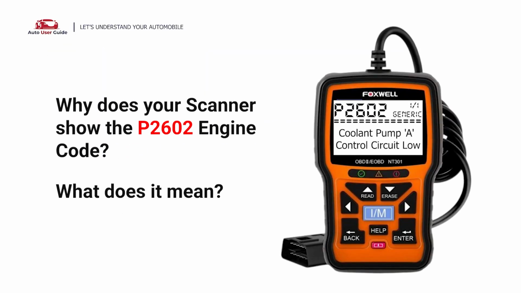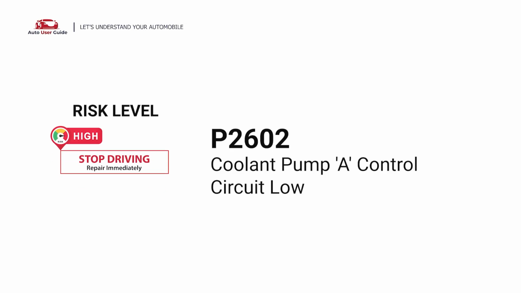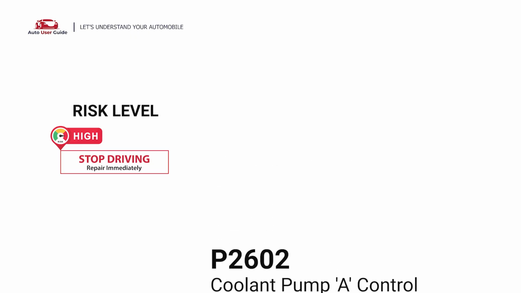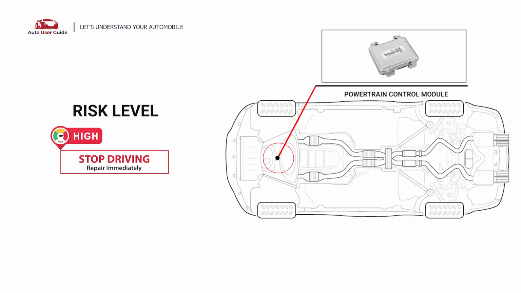Why does your scanner show the P2602 engine code? What does it mean? P2602 is a diagnostic trouble code for coolant pump A, control circuit low. This engine code indicates a problem where the vehicle's engine computer, PCM, detects that the control circuit for the electric coolant pump is receiving a low signal. Under this circumstance, stop driving and repair your vehicle immediately.